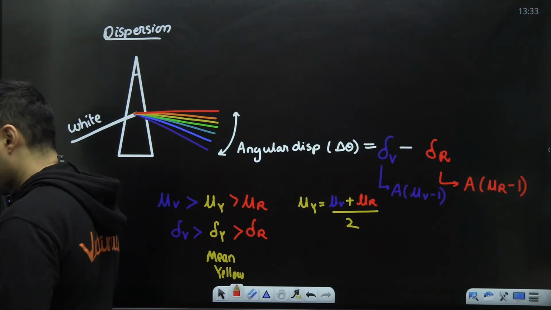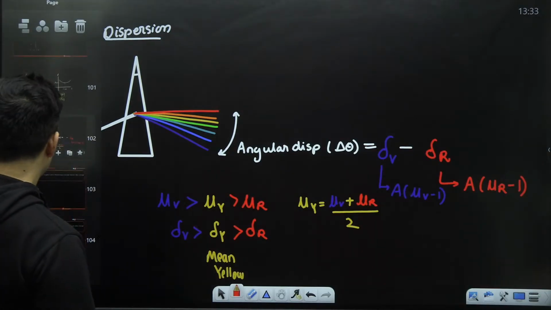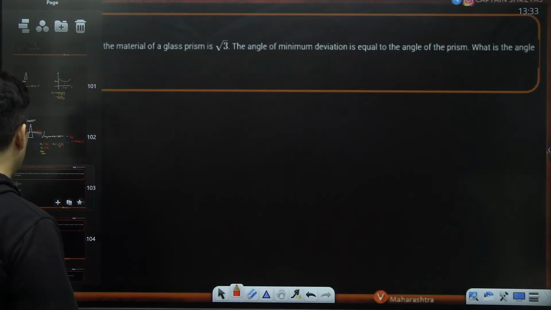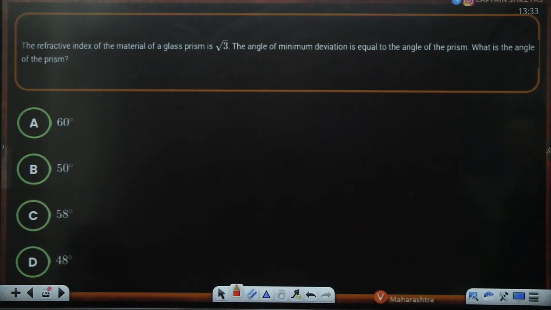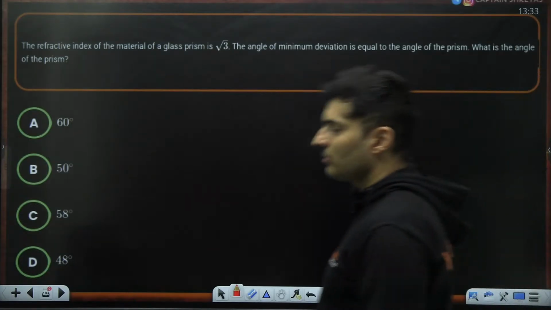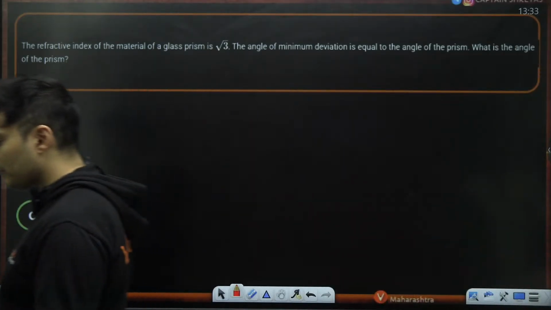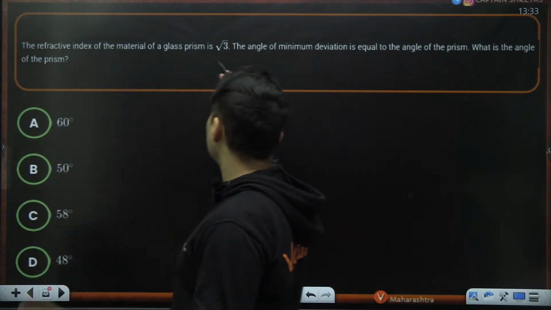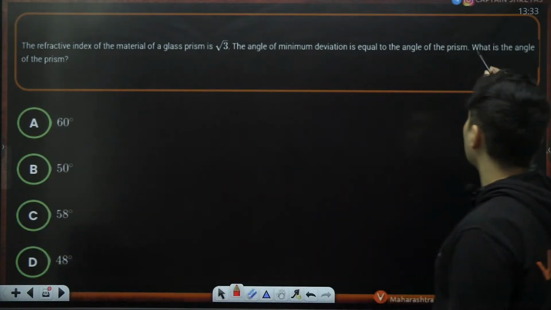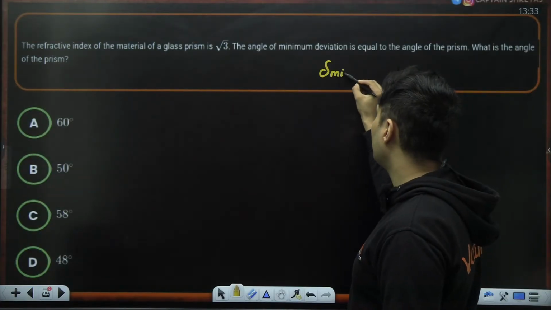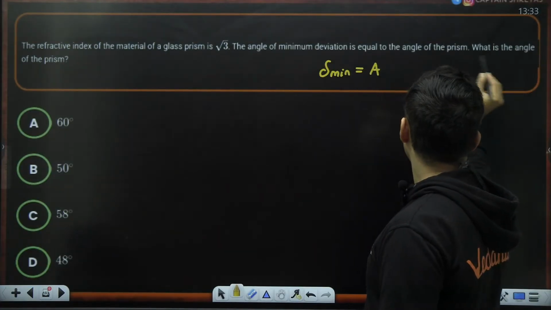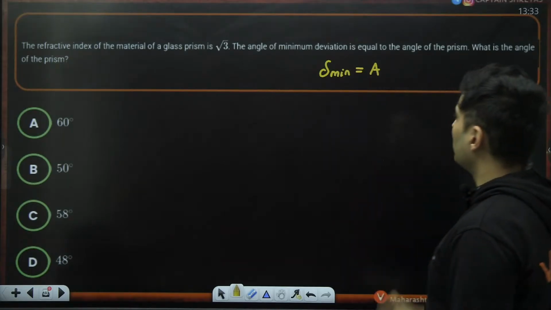Okay. Great. Cool. Let's solve some questions based on this. Refractive index of the material of a glass prism is root 3. Angle of minimum deviation is equal to the angle of prism. What is the angle of the prism? Guys, read the question carefully. The refractive index is given. Minimum deviation is equal to the angle of prism, means delta minimum is A. What is the angle of the prism?